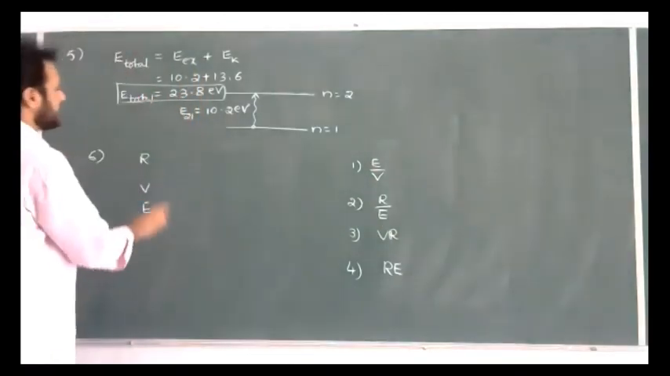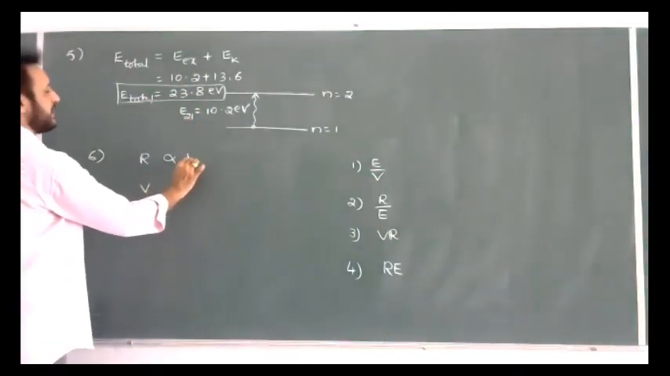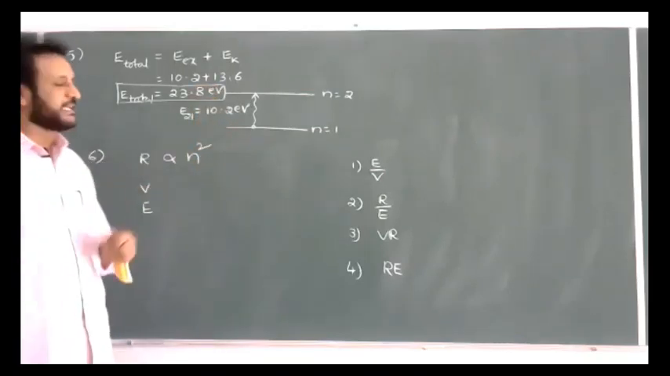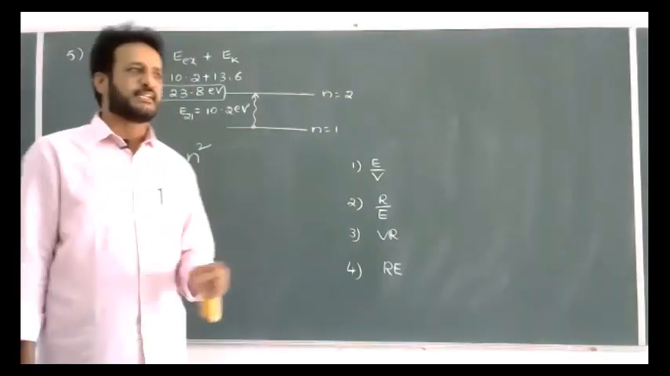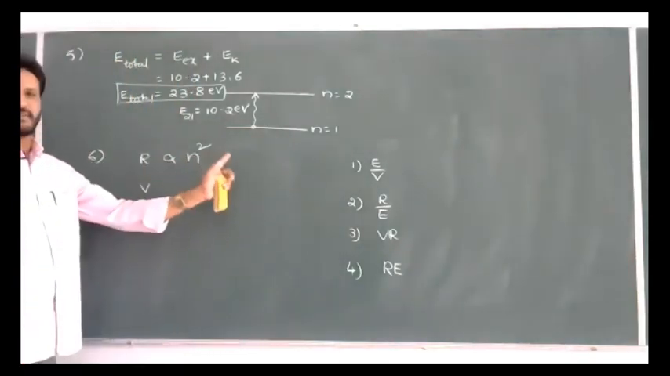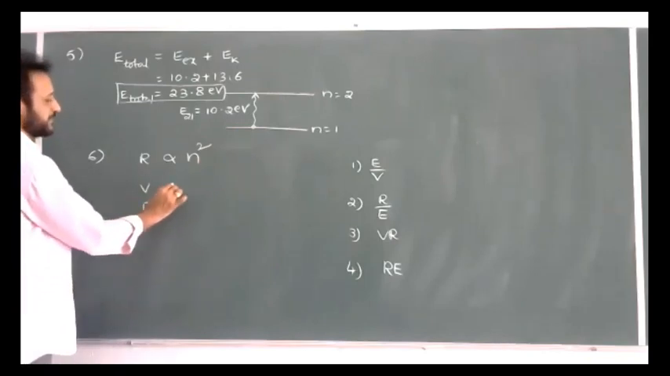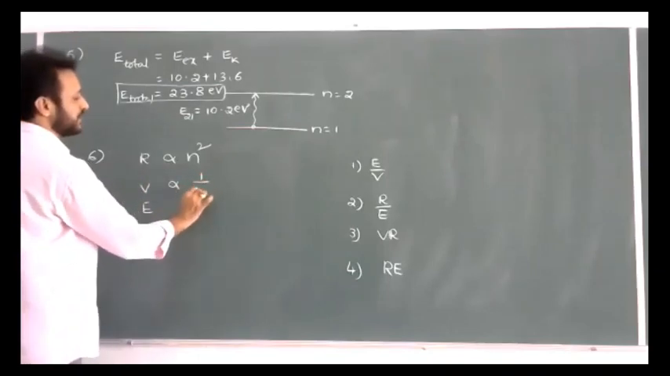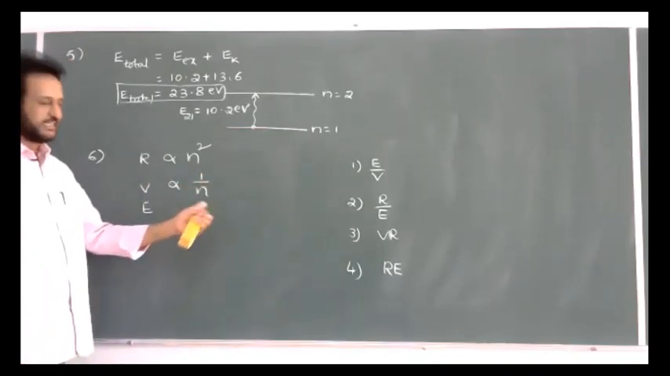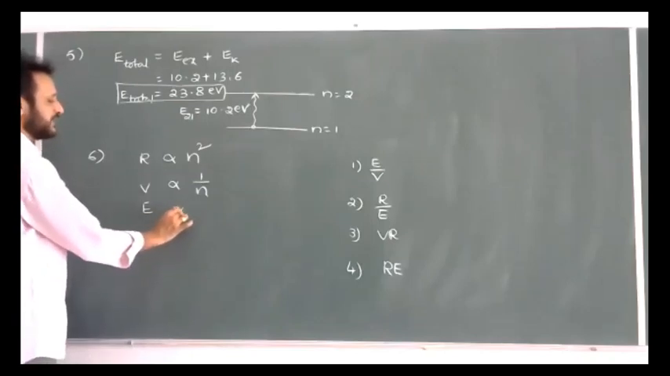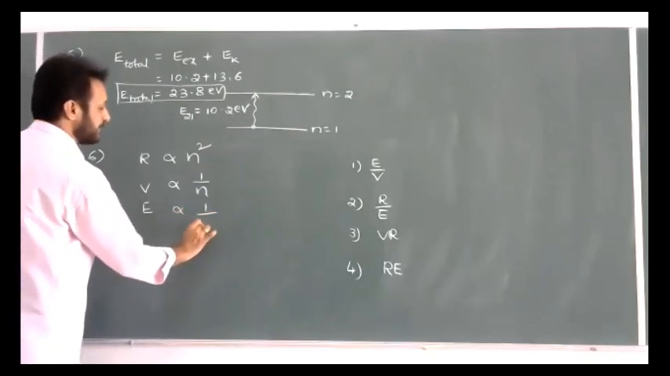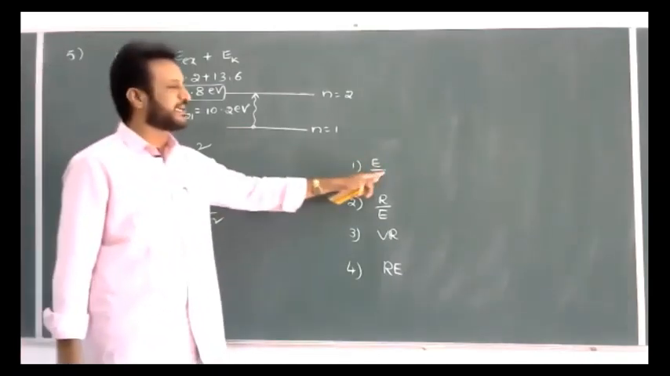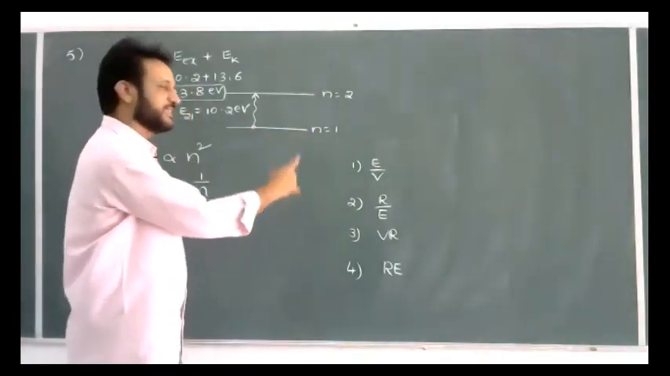Here the radius and quantum number relation is: R is directly proportional to n square. In Bohr's model, the radius of the nth stationary orbit of a hydrogen atom is directly proportional to the square of the principal quantum number, R proportional to n square. The speed of the electron in the nth stationary orbit is inversely proportional to the quantum number, so V proportional to 1 by n. Similarly, the magnitude of the total energy of the electron is inversely proportional to n square. Now we have to check which of these quantities are directly proportional to n. I'll check each and every option and choose whether it is correct or not.